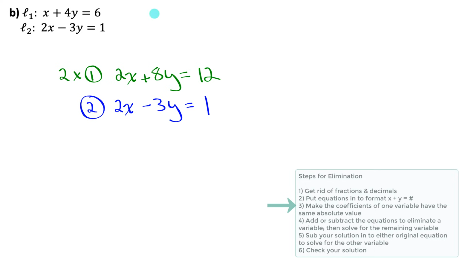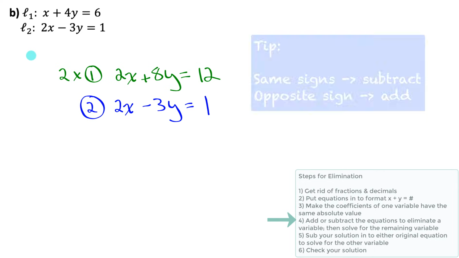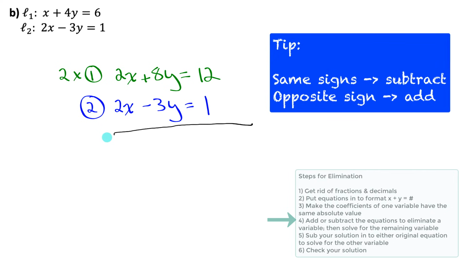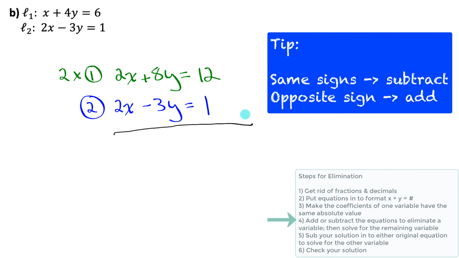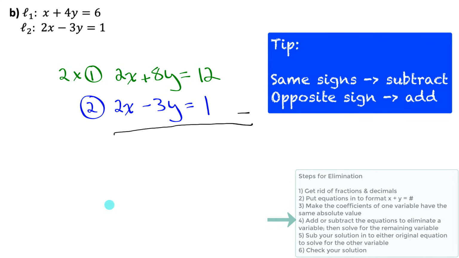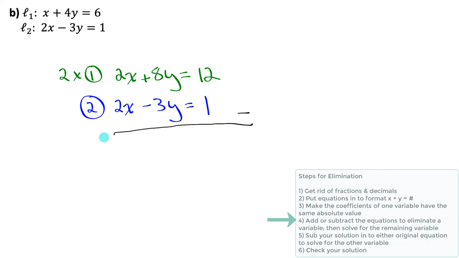And now I need to either add or subtract these equations to eliminate a variable. Since the x's have the exact same coefficient with the same sign, subtracting the equations will eliminate the x variable. When the coefficients have the same sign, we subtract. If they had opposite signs, we would add. But since the x's coefficients have the same sign, we will subtract the two equations.